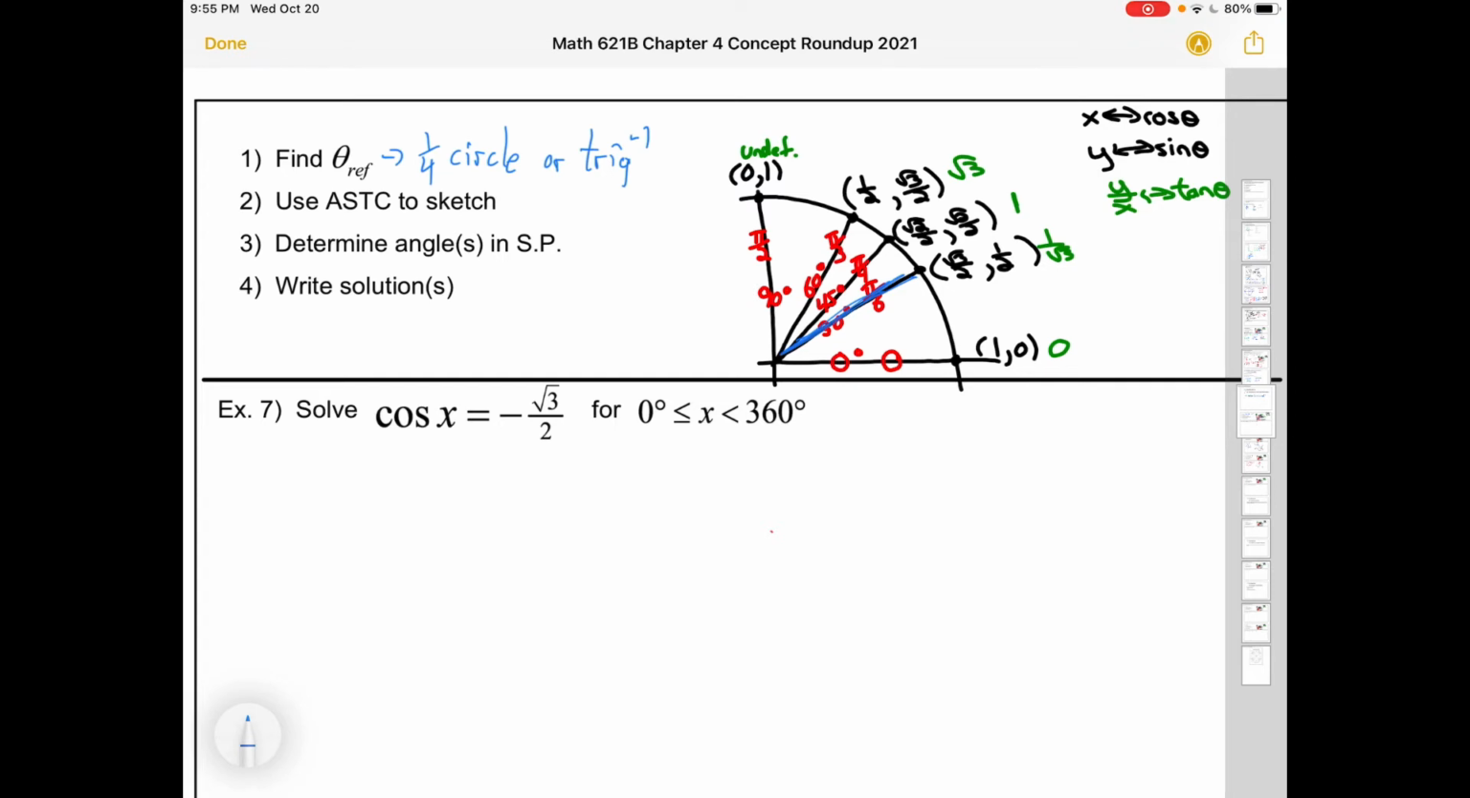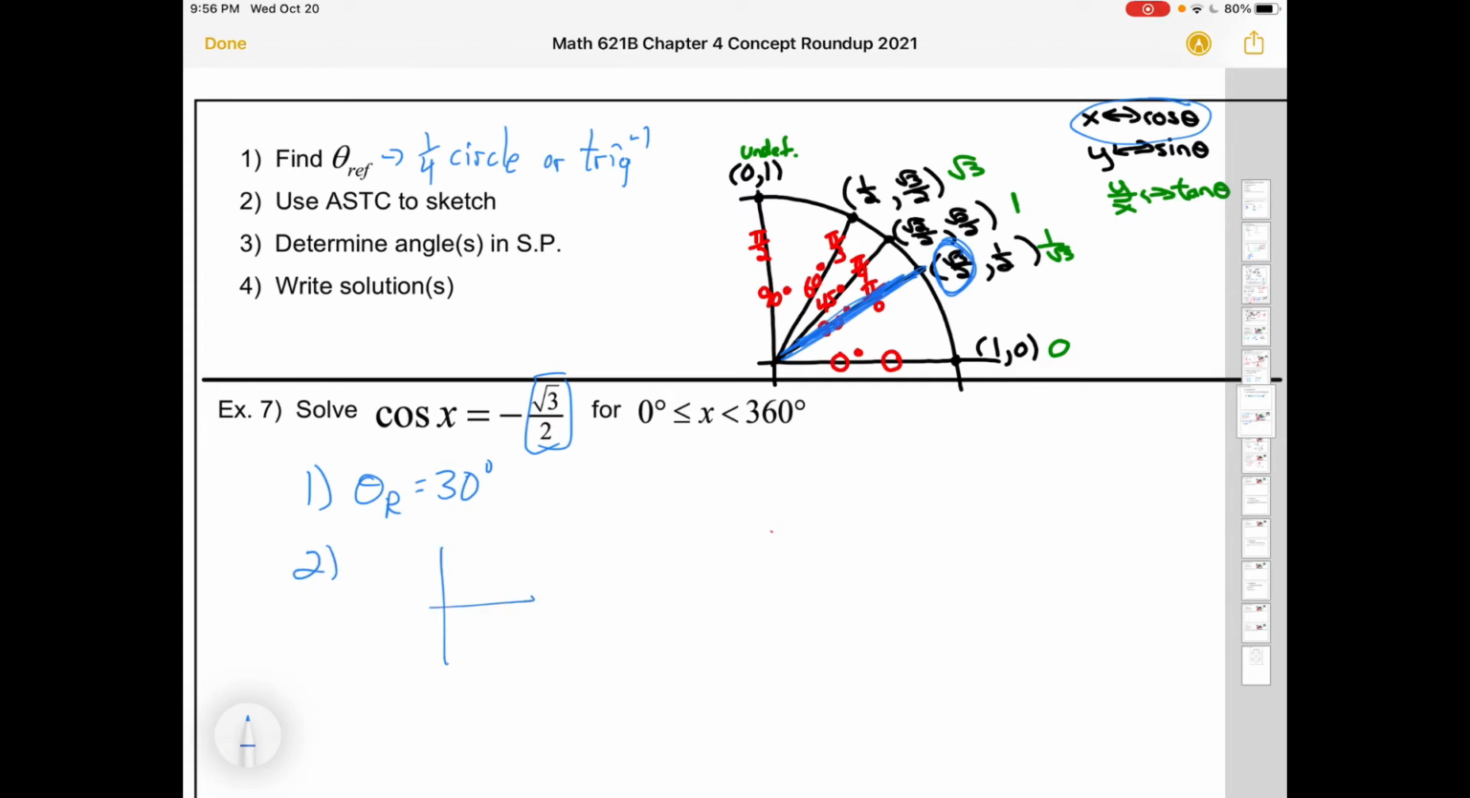I kind of think of it this way. So I want to find my reference angle. That's when I look at just the number, cosine of root 3 over 2. Now, cosine is x values in the quarter circle. Where do we have an x value of root 3 over 2? Oh my, right here. Okay, which means that we're talking about a reference angle of 30 degrees. That's how far it is from the x-axis.